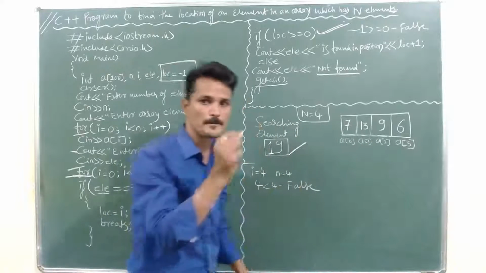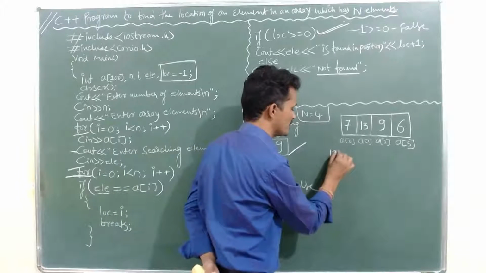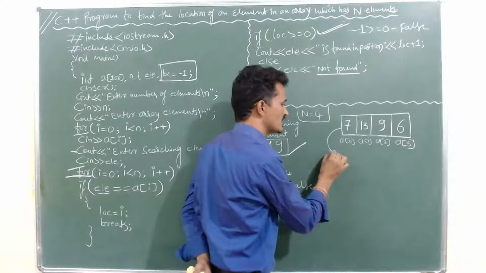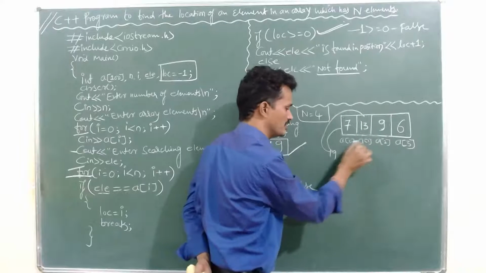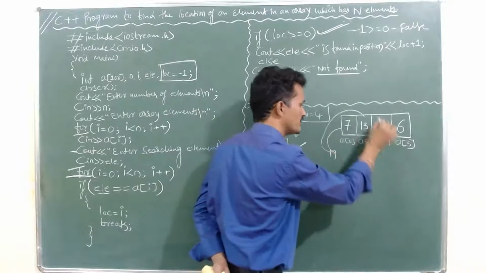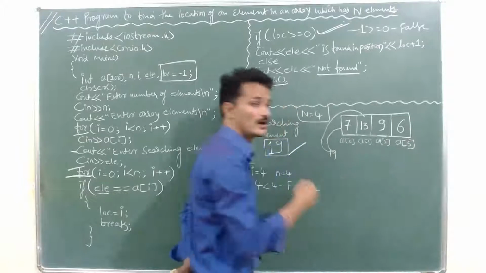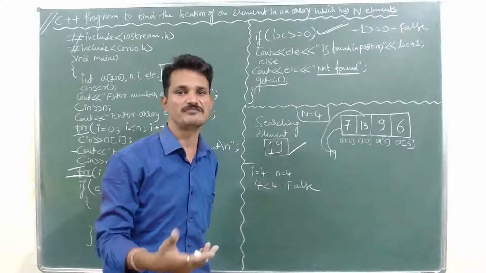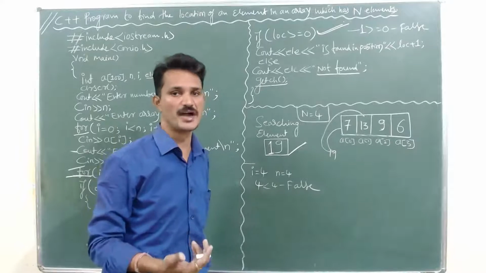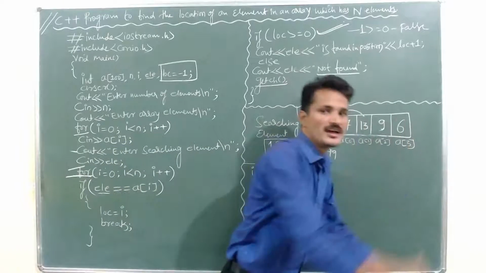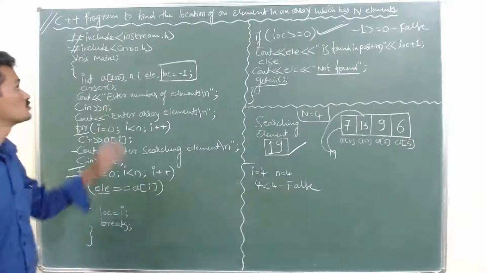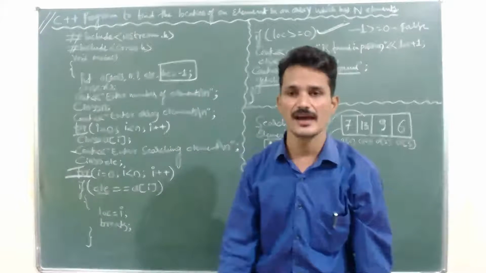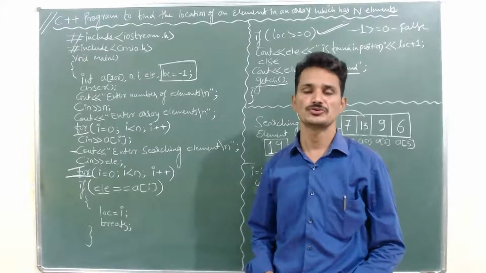See how we have started the comparison: the searching element is compared with A of 0. What element is stored in A of 0? 7. Again, the searching element is compared with the element present in A of 1, then with A of 2, and then with A of 3. See how we are comparing one after another in a linear fashion, one by one, right from the beginning to the end of the array. This is the program to find the location of an element in an array which has n elements. Follow this program. Thank you for watching this video.